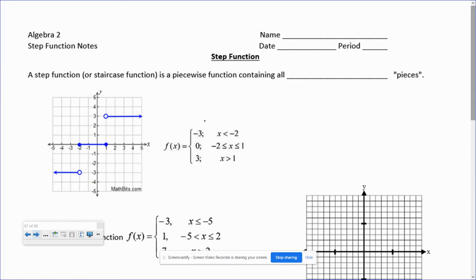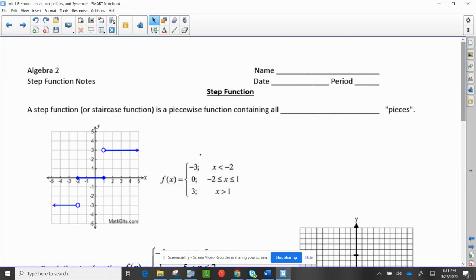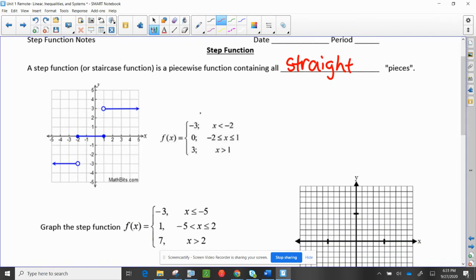So this is an example of a step function. Sometimes they call them a staircase function. But this is a piecewise function that's containing all, we're going to say horizontal, or straight pieces. If we look at the picture of a step function right underneath it, it's all straight horizontal lines, lines that go left to right. And so it kind of mimics this stair step kind of look, right? So that's why it's called a step function, because it's all very straight.